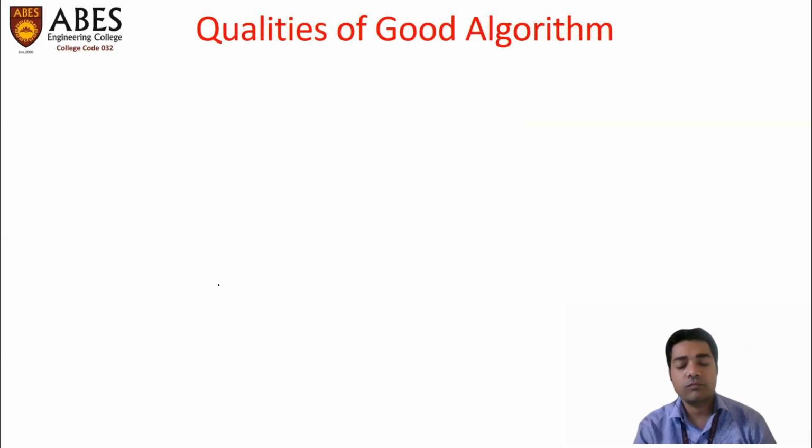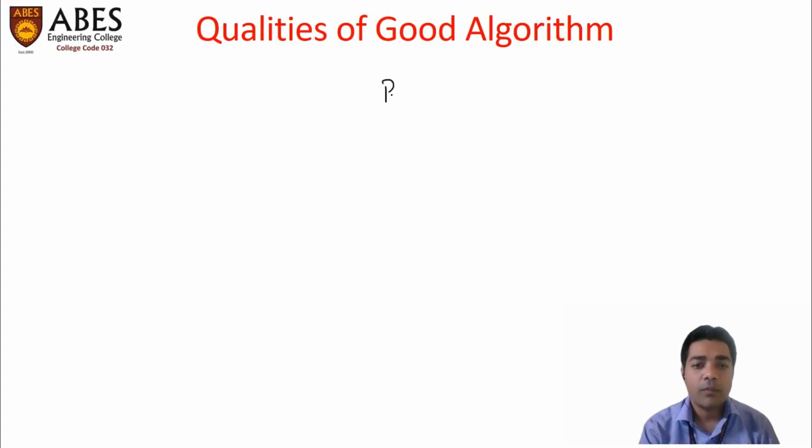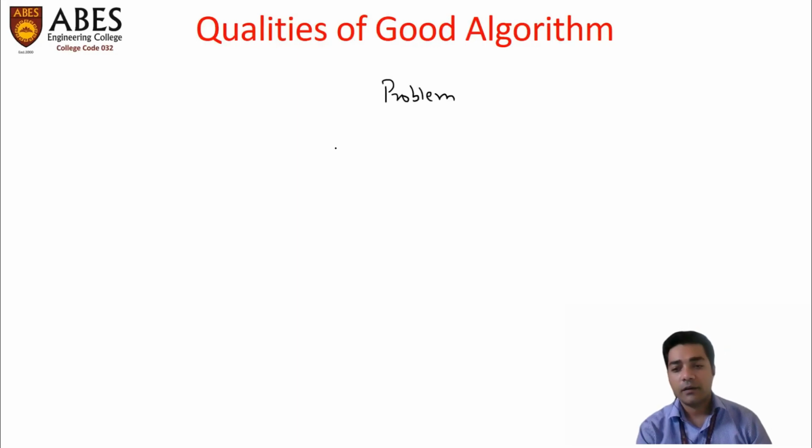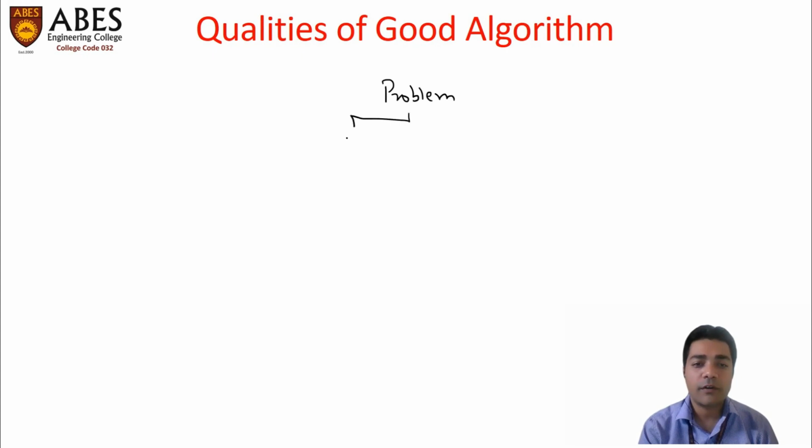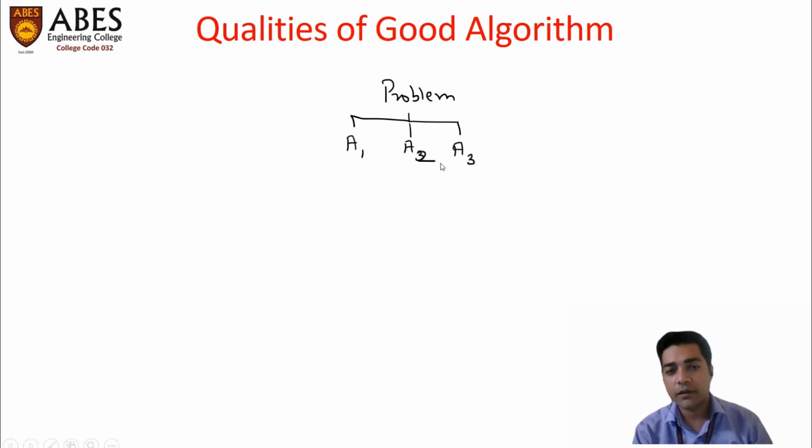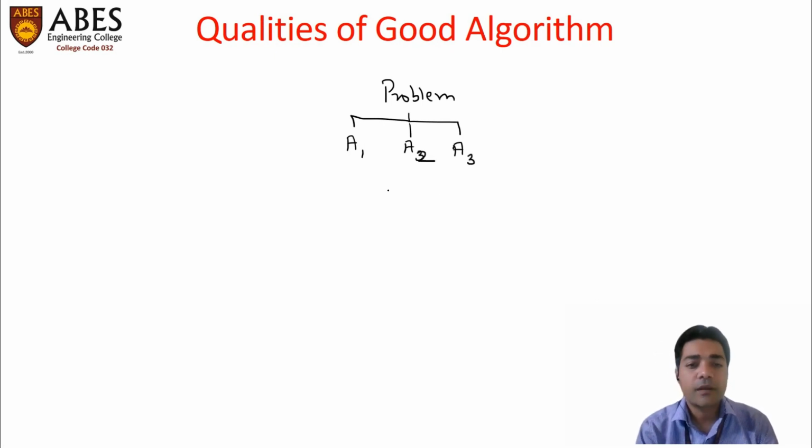So, what are the qualities of a good algorithm? The main question is, suppose we have a problem and we have to write an algorithm for this, and we have, let's say, three students, and all these three students write different algorithms, A1, A2 and A3, for the same problem. So how can I decide which algorithm to choose?